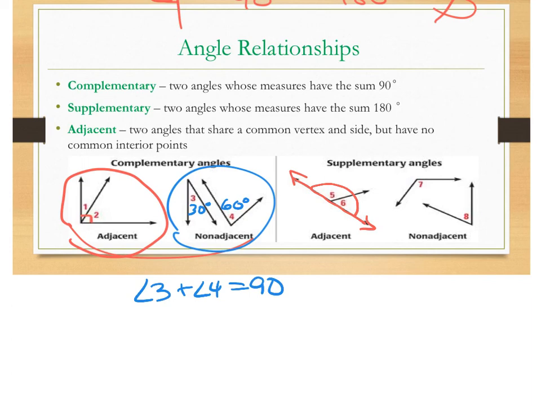The next one, when they're not adjacent, again, they would probably tell you that angle 7 plus angle 8 equals 180. They might show that this is 110 and this is 70. They might give you some angle measures in there. As long as those two numbers add up to 180, you know that those two angles are supplementary angles.